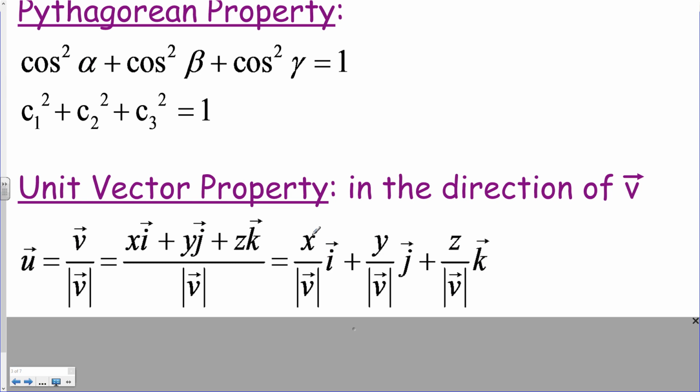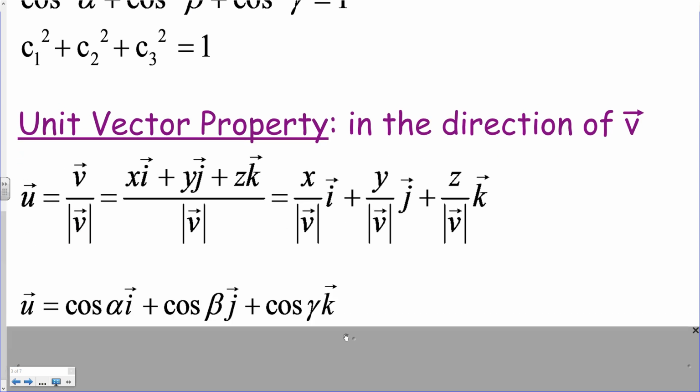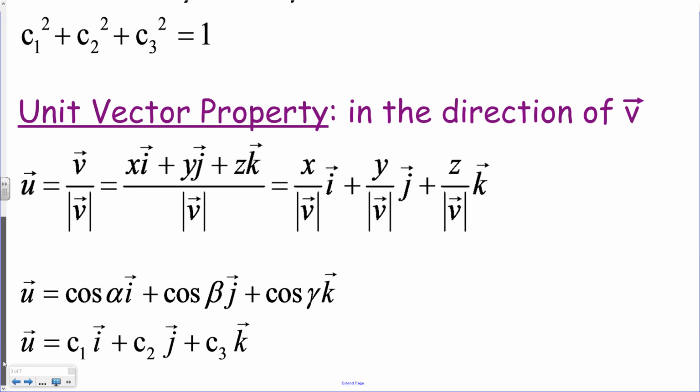Well, we just defined these quantities up above. x divided by the magnitude of vector v was the direction cosine. So x over the magnitude of vector v, that's the cosine of alpha times i. And y over the magnitude of vector v, that's just the cosine of beta times j. And finally, z over the magnitude of vector v, that's just the cosine of gamma times vector k. Or if you want to write it in terms of those abbreviations, C1, C2, and C3, you could write it that way as well. Vector u is equal to C1 times i plus C2 times j plus C3 times k.